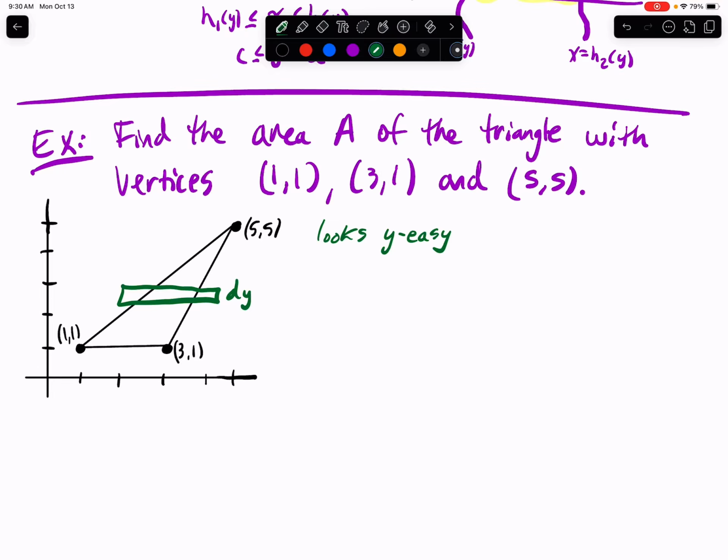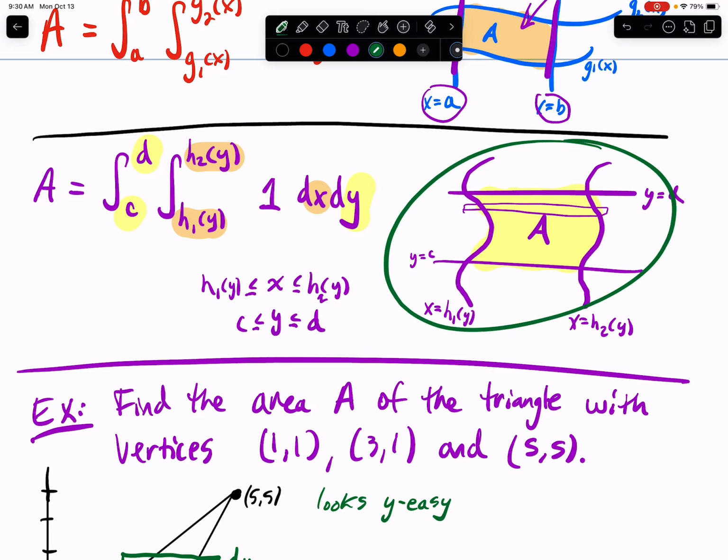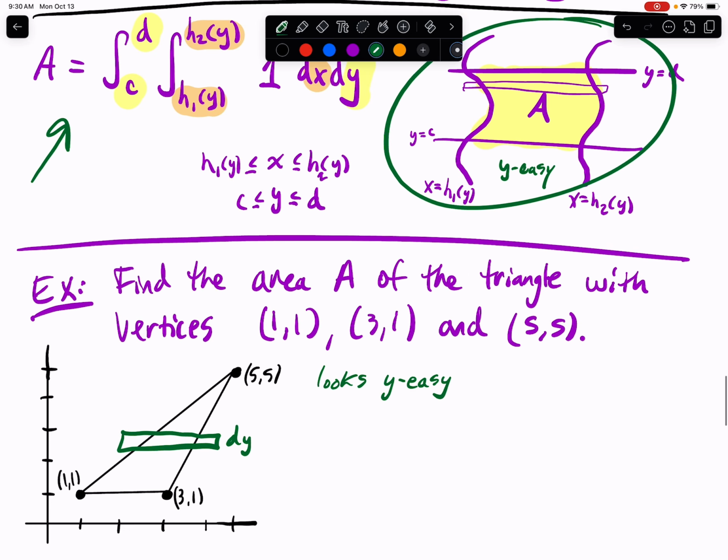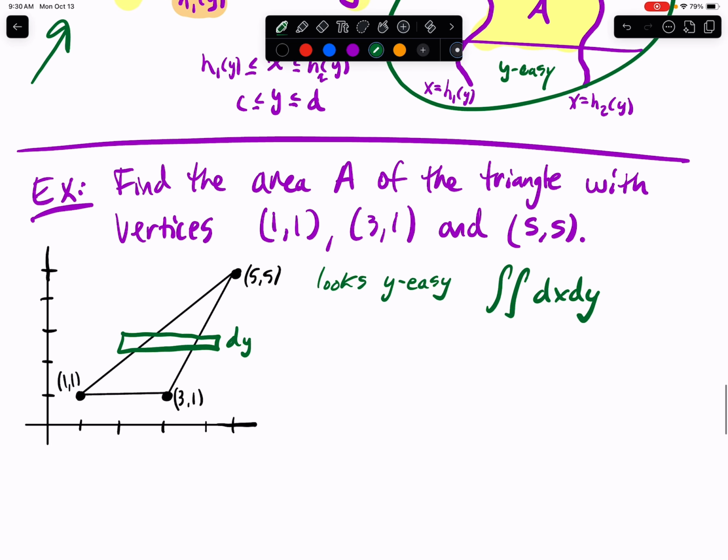So what does y easy look like? Y easy is this scenario here. And so we are going to integrate with respect to x and then with respect to y. That's y easy. So I integrate x from curve to curve.